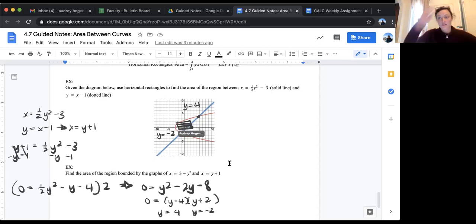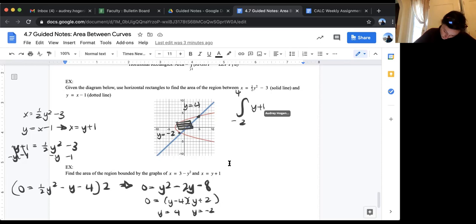instead of vertical rectangles. And remember, we are summing these rectangles using a definite integral. So I'm going to write this integral as the integral from -2 to 4 of my right function, which is y plus 1, minus my left function, which is 1/2 y squared minus 3, dy. Go ahead and evaluate that integral, and you should get 18.